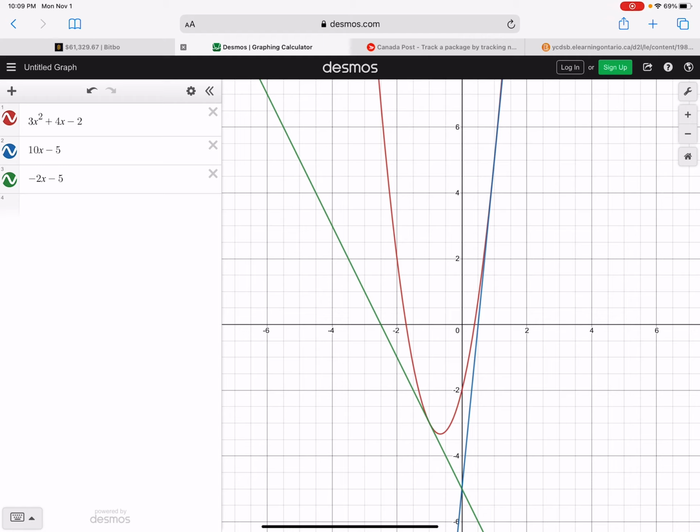Okay, so I'll attach this to the handout, and then you guys can either graph it yourself or just print it out so you can see what it looks like.